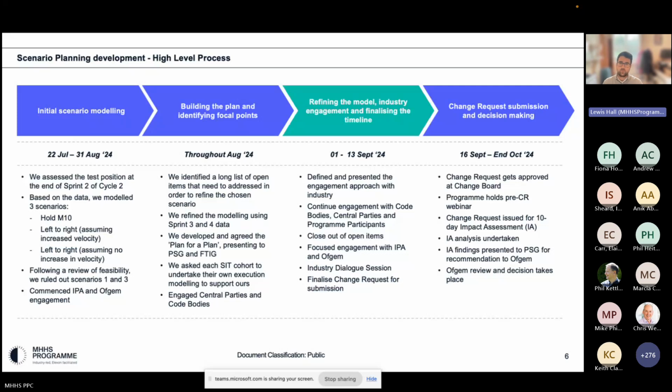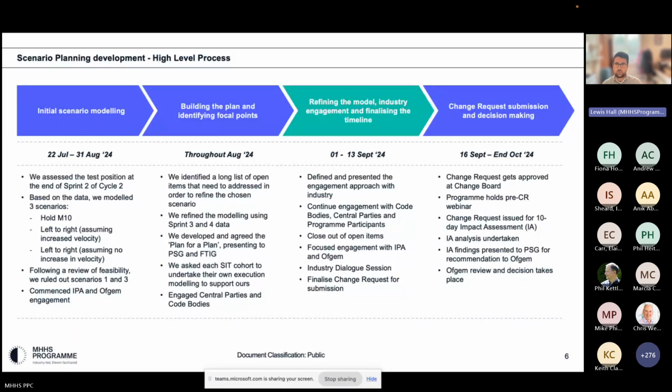And then in terms of the next steps, would be to finalise the change request and get that approved at Change Board, which is currently scheduled for next week. We'll have the pre-CR webinar that normally takes place as part of the change control process, and then we'd issue the change request out for impact assessment, which is currently scheduled to go out on the 23rd of September.